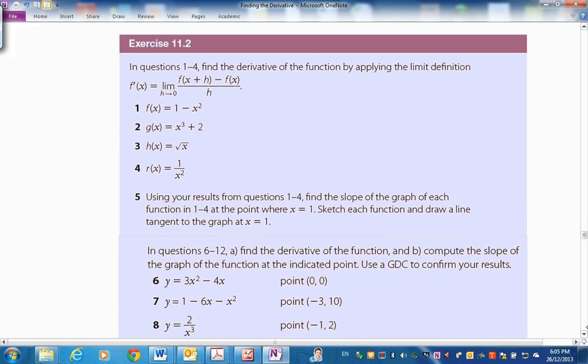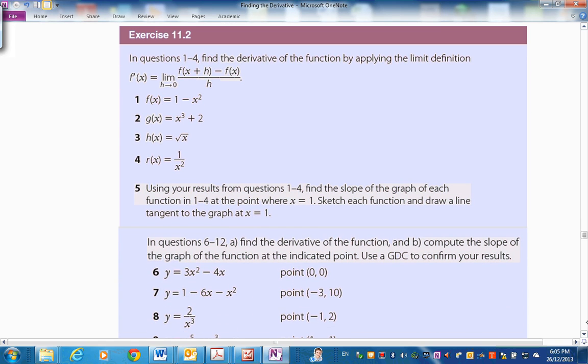So here in 11.2 from Pearson's, find the derivative of the function by applying the limit definition. This is called, remember, usually first principles, not so much the limit definition, but the first principles differentiation process. So we'll try those problems there. And then using your results, find the slope of the graph of each function when x is 1. And then sketch the function. You might use a calculator to help you there. And draw in a line which represents a tangent to the graph at x equals 1. Just consolidating that you know what's going on there.